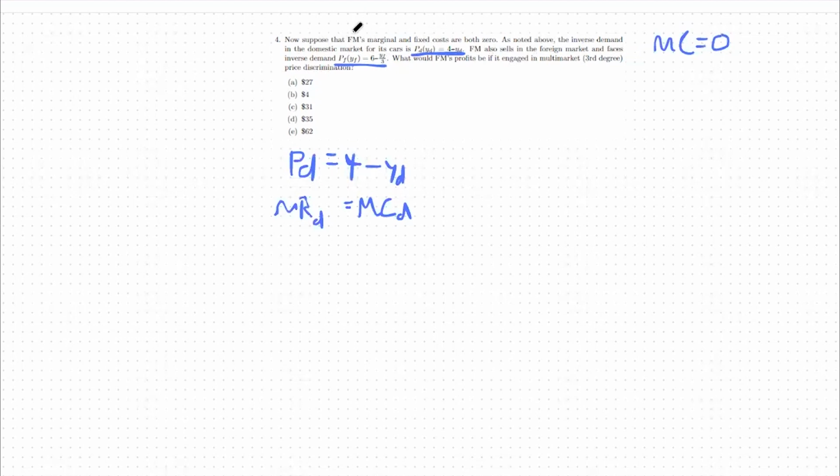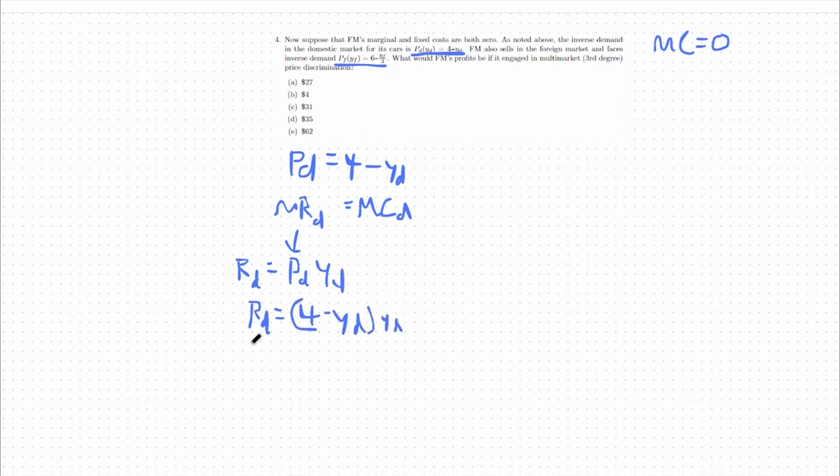Quick note, this question does follow up from a previous question, but all of the information is available to us in this question for third degree, so we don't need to reference back to those previous questions. Okay, so with this, marginal revenue domestically equals marginal cost domestically. That means we're going to have to find our revenue function domestically, and that's going to be price times quantity, which we can substitute in our price function of 4 minus our quantity in for the price there.